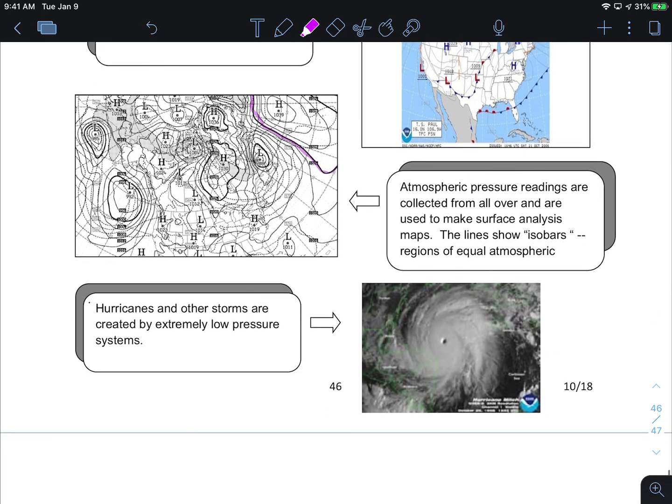Okay. Hurricanes and other storms are created by very low pressure systems. So low pressure, what does that mean? Think about that again. A low pressure system means high temperature. And often these extreme weather conditions will be caused by the interface between a high pressure system and a low pressure system, and where that air mixes. And that will often be the cause of these extreme conditions.